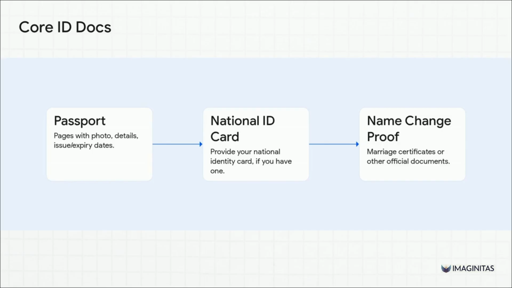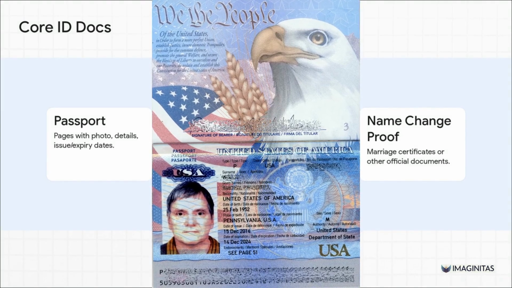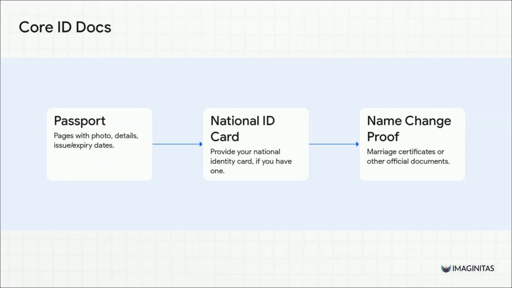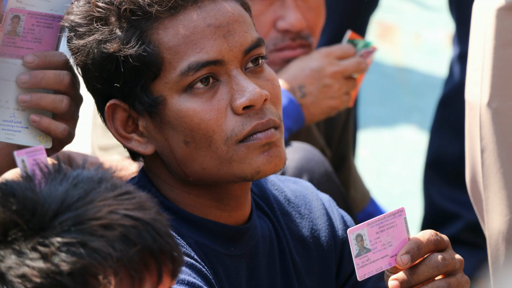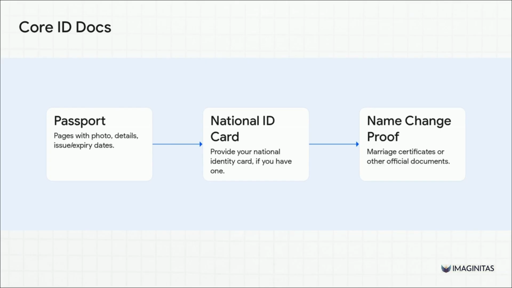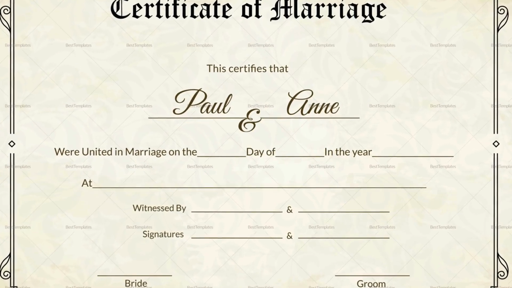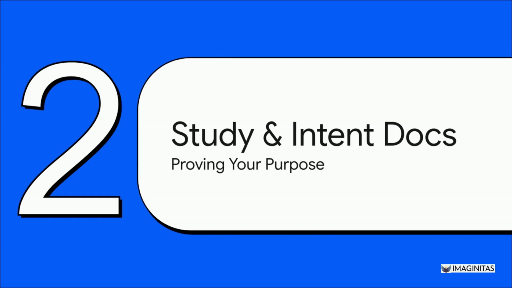So, what do you actually need? It's pretty straightforward. You'll need clear copies of your current passport, specifically the pages with your photo, your personal details, and the issue and expiry dates. If your country has a national ID card, include a copy of that as well. Oh, and if your name is ever changed for any reason, you'll need the official paperwork to show why, like a merit certificate.